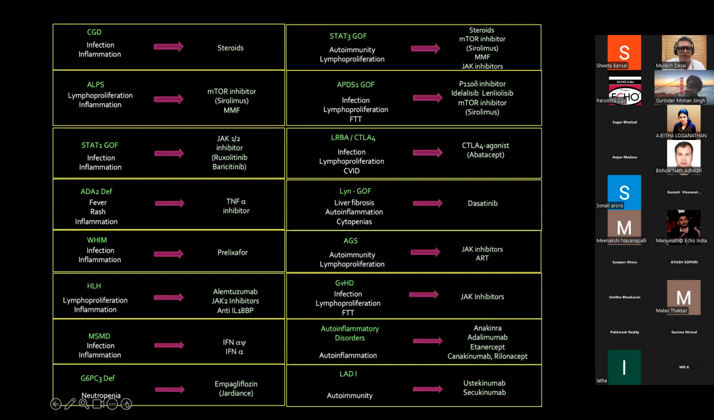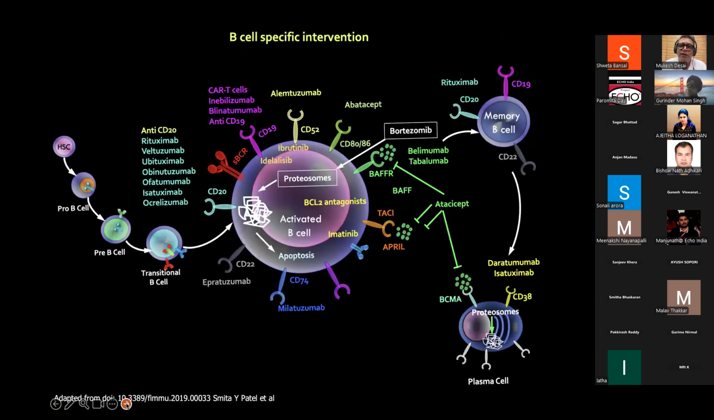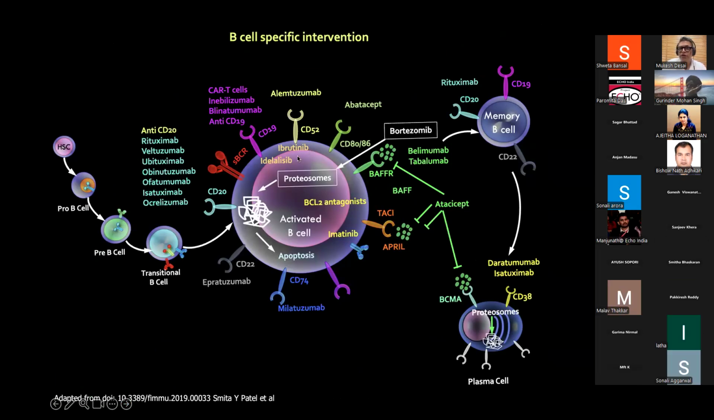So I think it's a very exciting time for all of us. We have a lot of options for treating, and we have a lot of options for modulating the antibody production. As you can see, we have molecules like ibrutinib, which is used in chronic lymphocytic leukemia, which can be used in patients of autoimmunity.